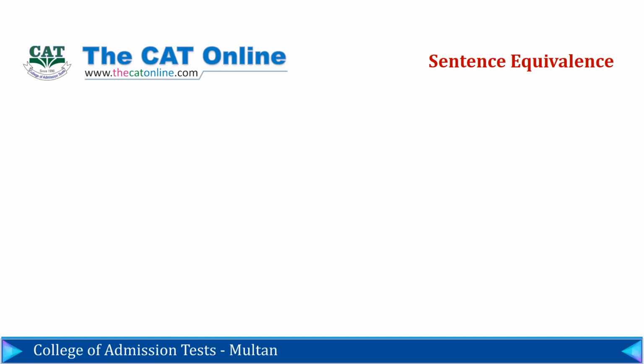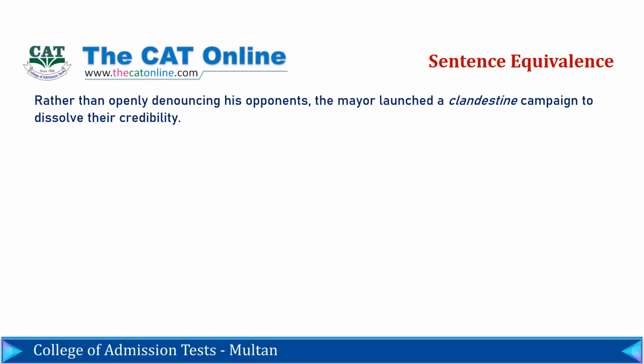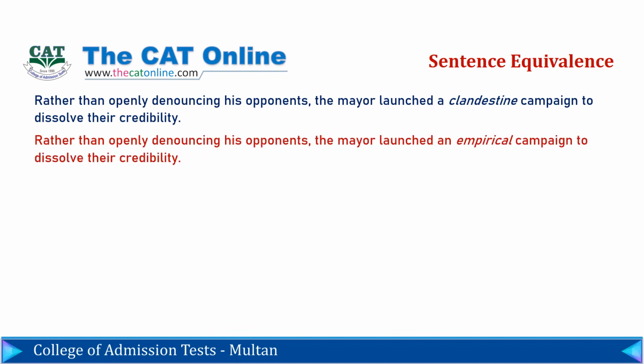When you tackle sentence equivalence questions, everyone's first instinct is to do something like this. Rather than openly denouncing his opponents, the mayor launched a clandestine campaign to dissolve their credibility. Rather than openly denouncing his opponents, the mayor launched an empirical campaign to dissolve their credibility.